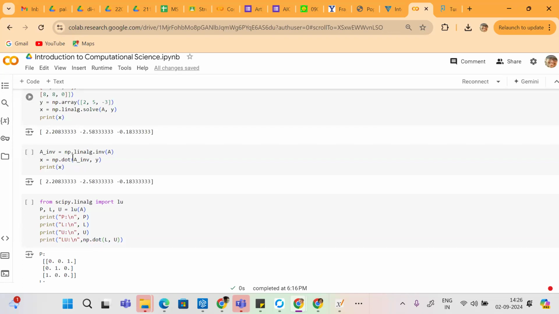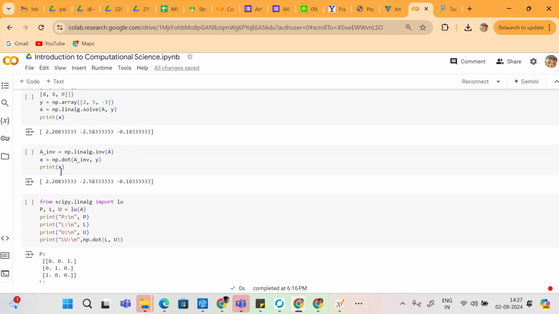You see from both the methods, the first method I told you is a different method from the second one, and you are getting the same answer. This answer and this answer is the same. So the x vector is the same. Solution vector is the same. Are you able to get the idea what I am trying to do?